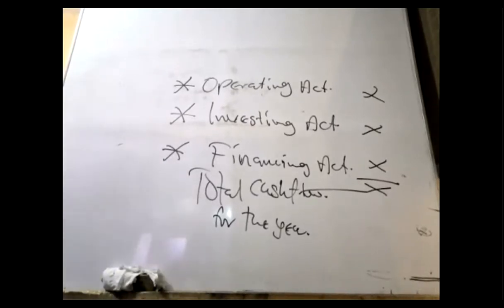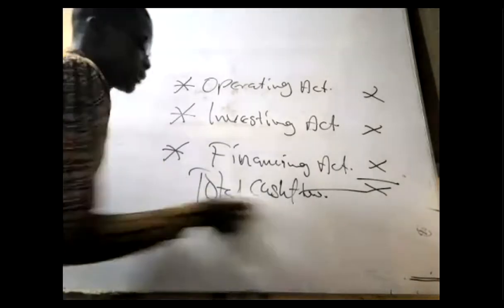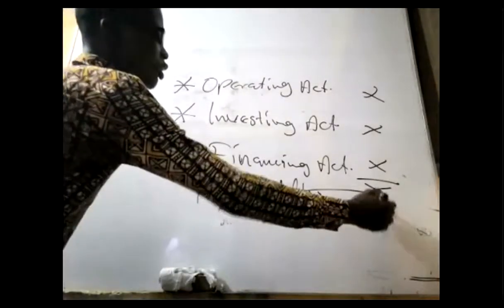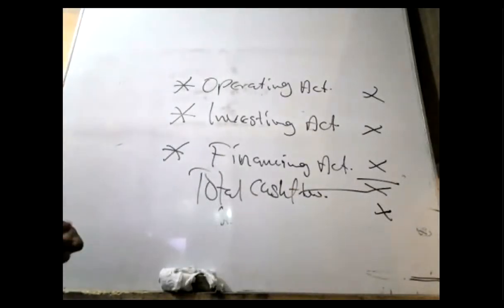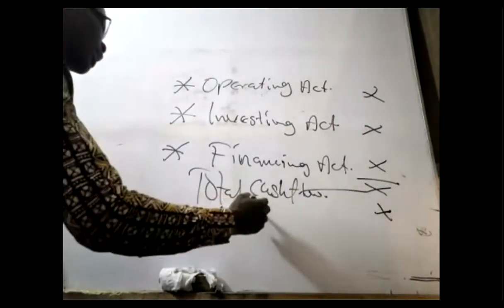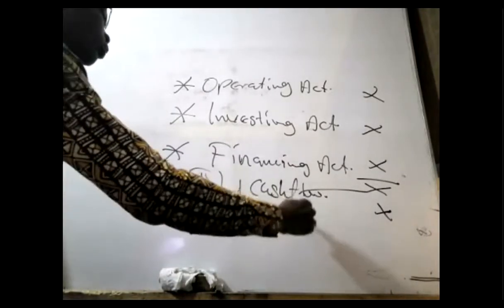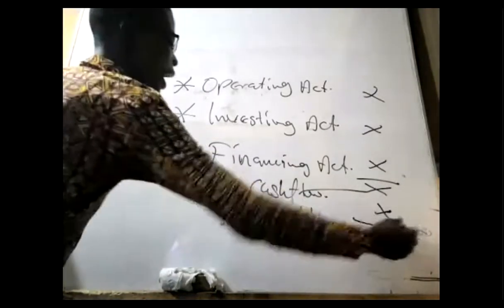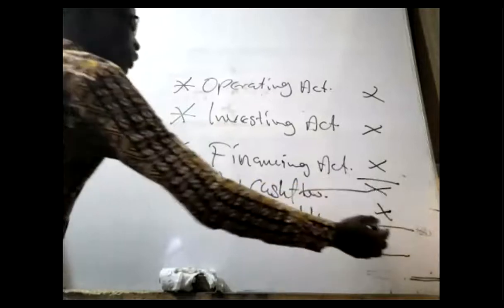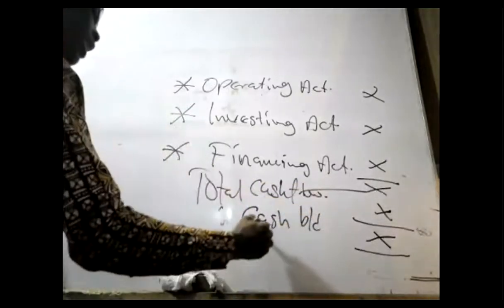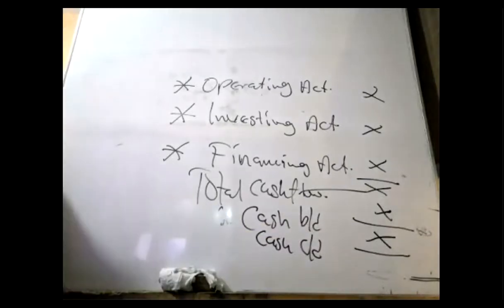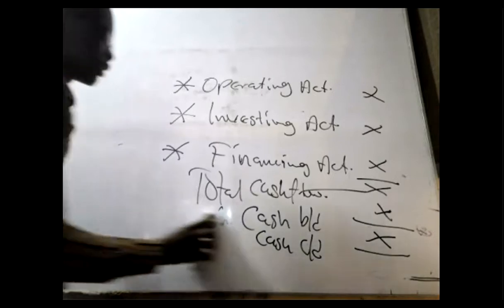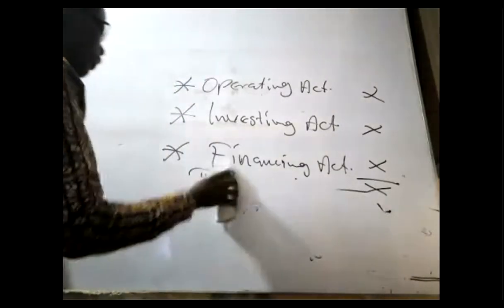Finally, put them together. That is all. Then after putting them together, if you add the opening balance of the cash and cash equivalent at the start, so cash balance brought down, when I add it to my cash flow for the year, it will give us the cash balance carried down as the cash balance at the end of the period. That is all. Now we are going to look at something here.